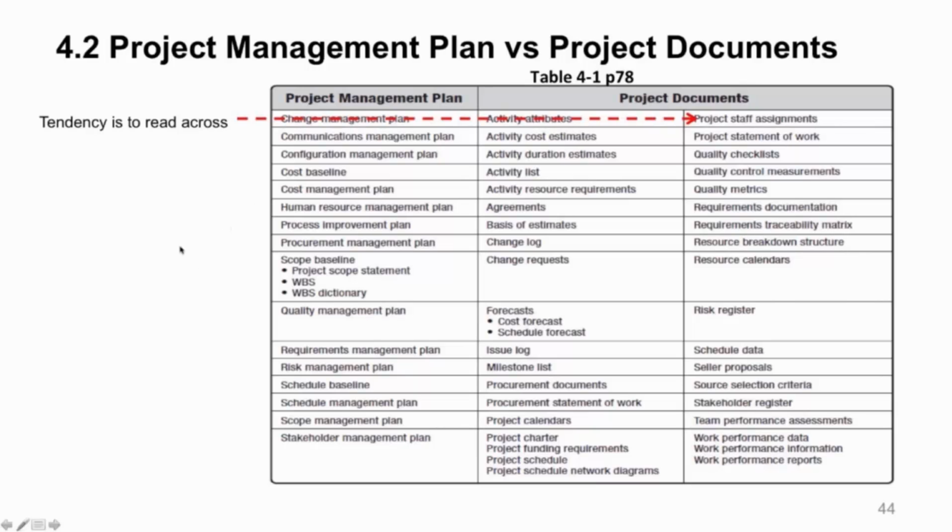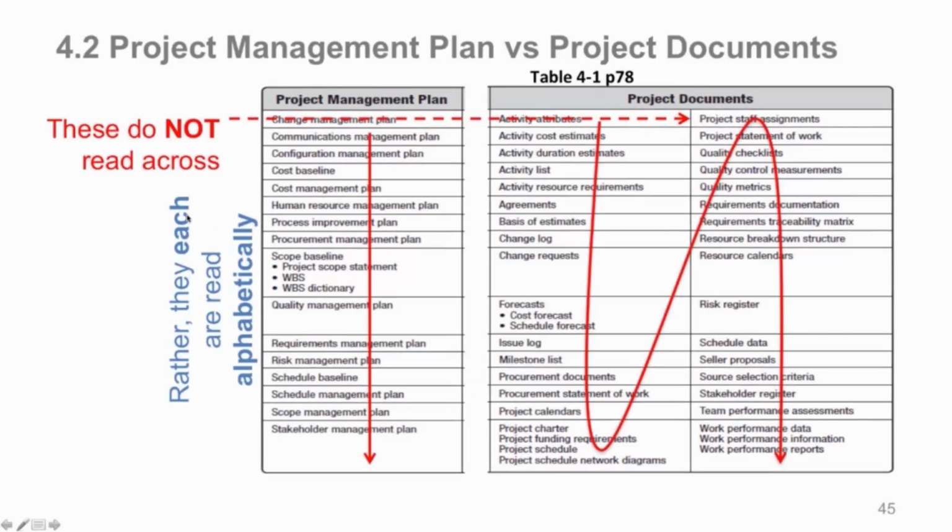Now look at this. This is table 4.1, and this lists the project management plan and all subsidiary plans and all the project documents. Now I list this just to show, because it confused me early on. Your eye reads across, right? From left to right. So I said, oh, change management plan has activity attributes and staff assignments, huh? Communication plan has activity costs and project statement of work. What? Well, really, you've got to read it this way. They should have printed it this way, actually. Don't read them across, read them up and down.